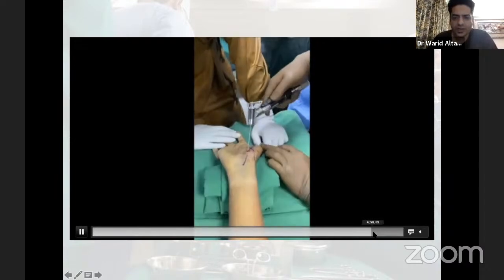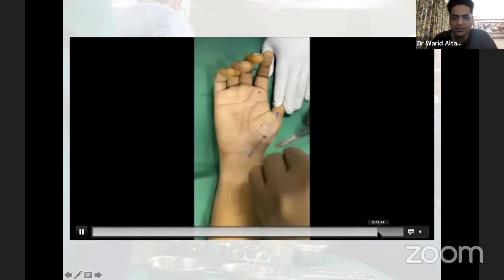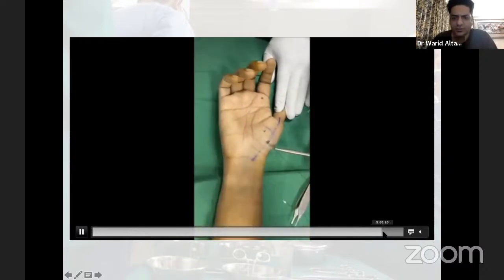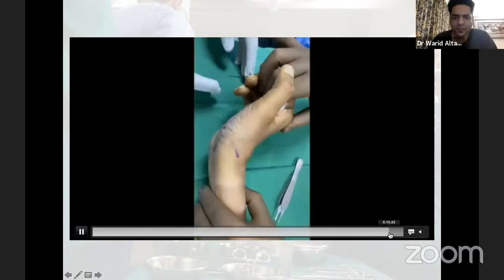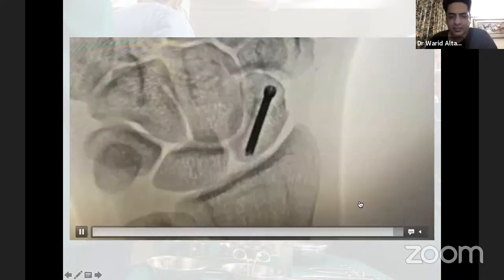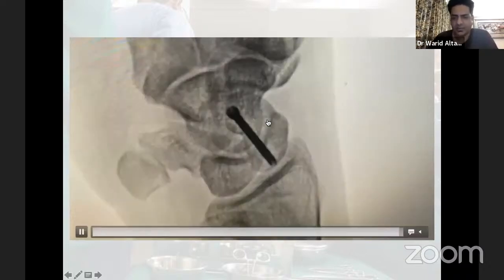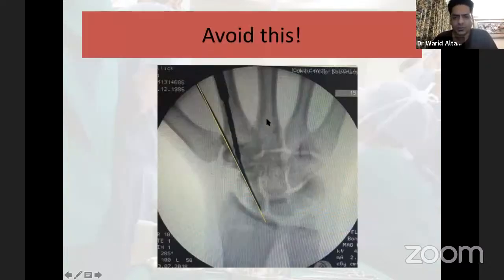So then you remove the guide wire, and a single stitch is usually required to close this. Post-operatively, I usually keep them in a splint for a week or so and mobilize as early as possible. That is the whole idea. So those are the post-operative x-rays.